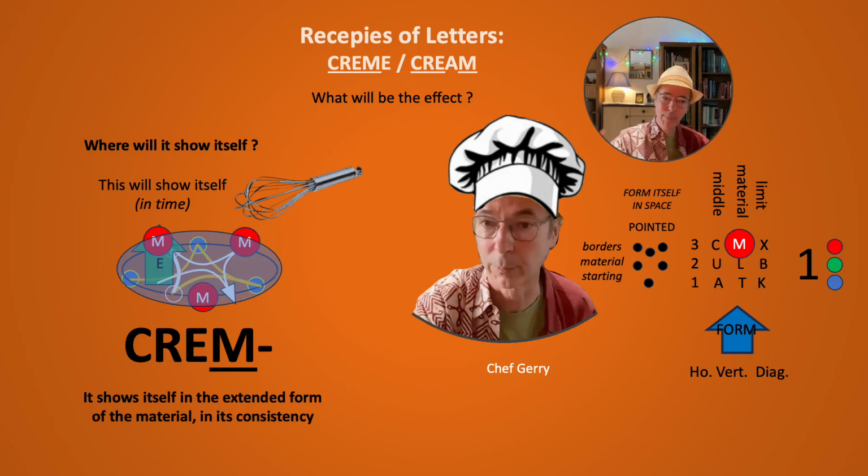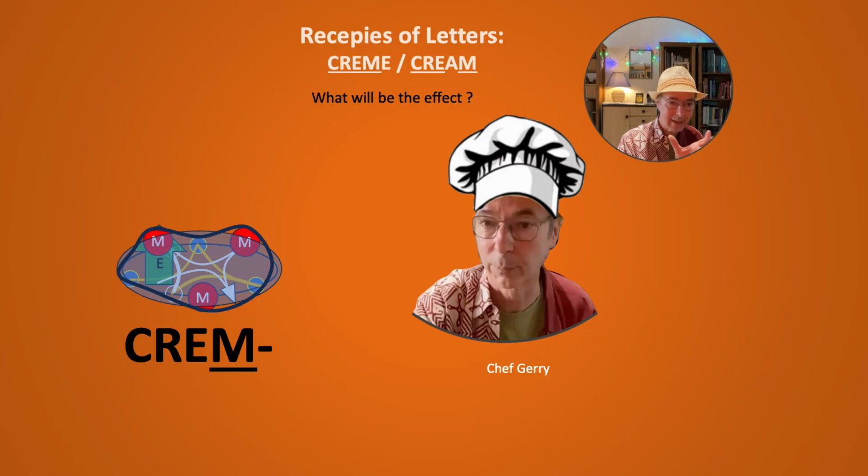Almost the same thing, but I will notice that in these borders there will be a consistency again. A consistency of something that will come out. It shows itself in the extended consistency of this product. This will be the crème. I almost have the crème. And now I have a choice.